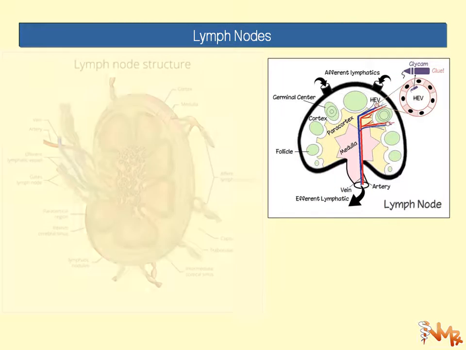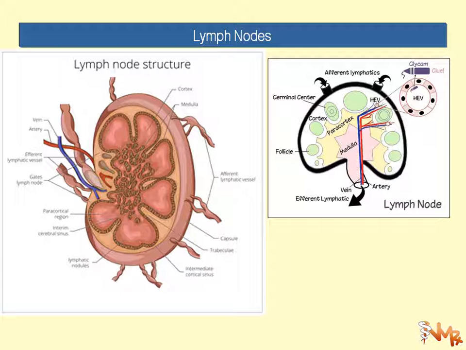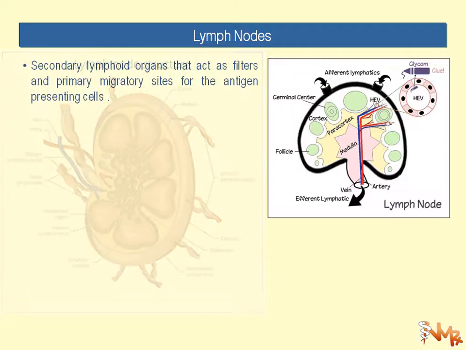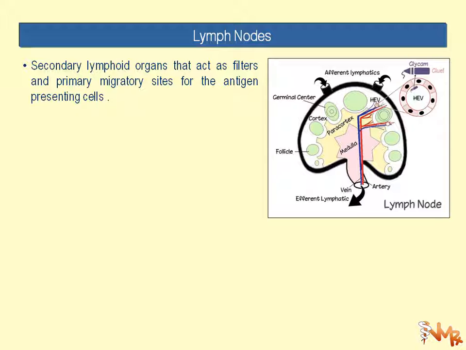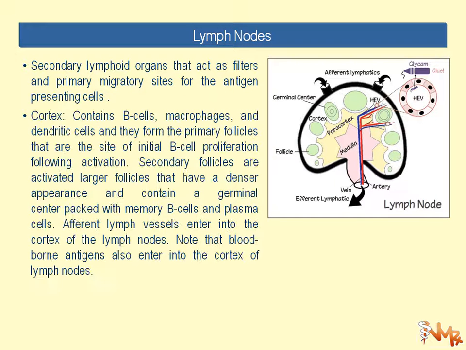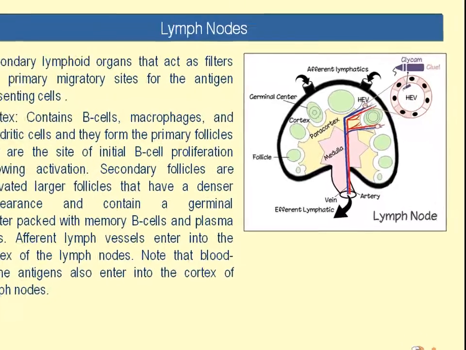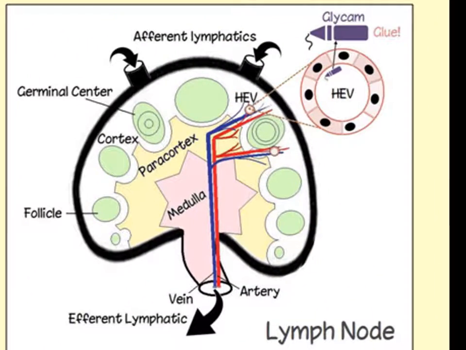This brings us to lymph nodes. These are secondary lymphoid organs that act as filters, and they are primary migratory sites for antigen-presenting cells, such as dendritic cells. The cortex of the lymph node contains B cells, macrophages, dendritic cells, and they form the primary follicles that are the site of initial B cell proliferation following activation. Secondary follicles are activated, larger follicles that have a denser appearance and contain a germinal center packed with memory B cells and plasma cells.